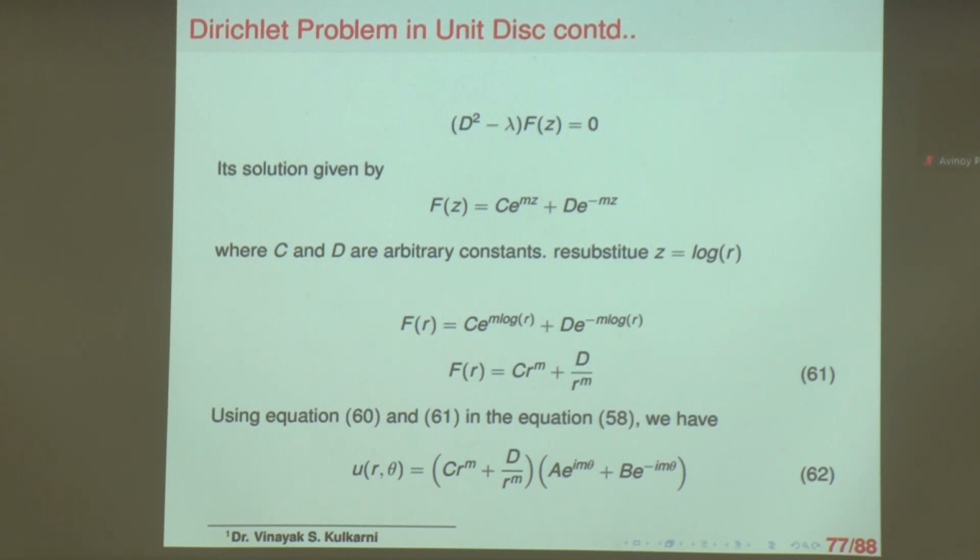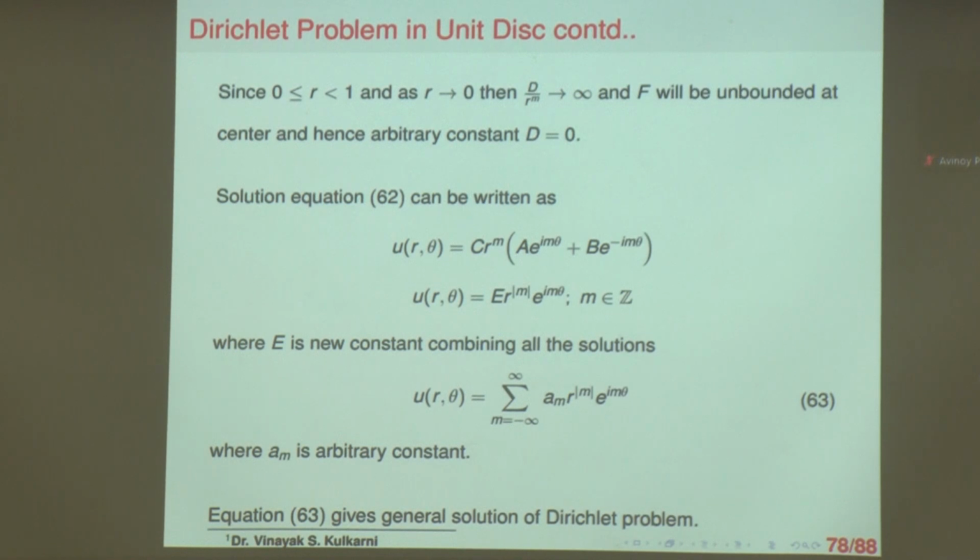So I got f of r, I got g of theta, and the product of these two functions will give me u of r, theta, the product of two unknown functions f of r and g of theta. Now our job is to find all these constant coefficients. Firstly, r ranges from 0 to 1. Whenever r tends to 0, D upon r to the power m tends to infinity, and then f will be unbounded, and therefore D must be 0. So I got D equals 0.